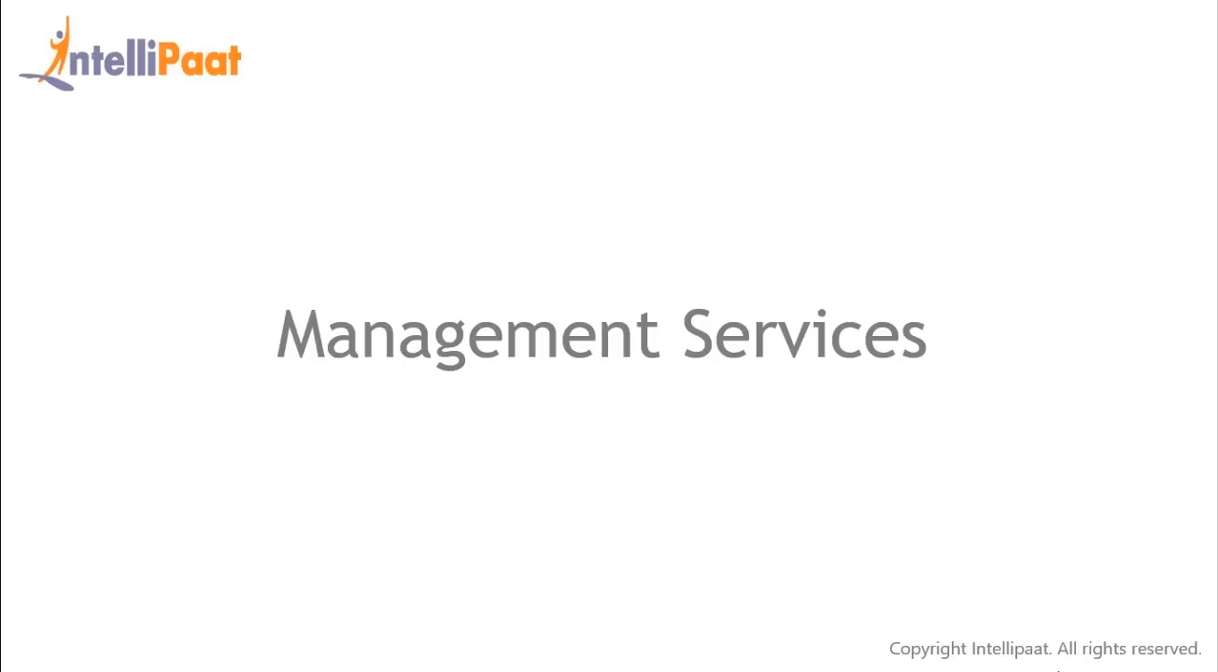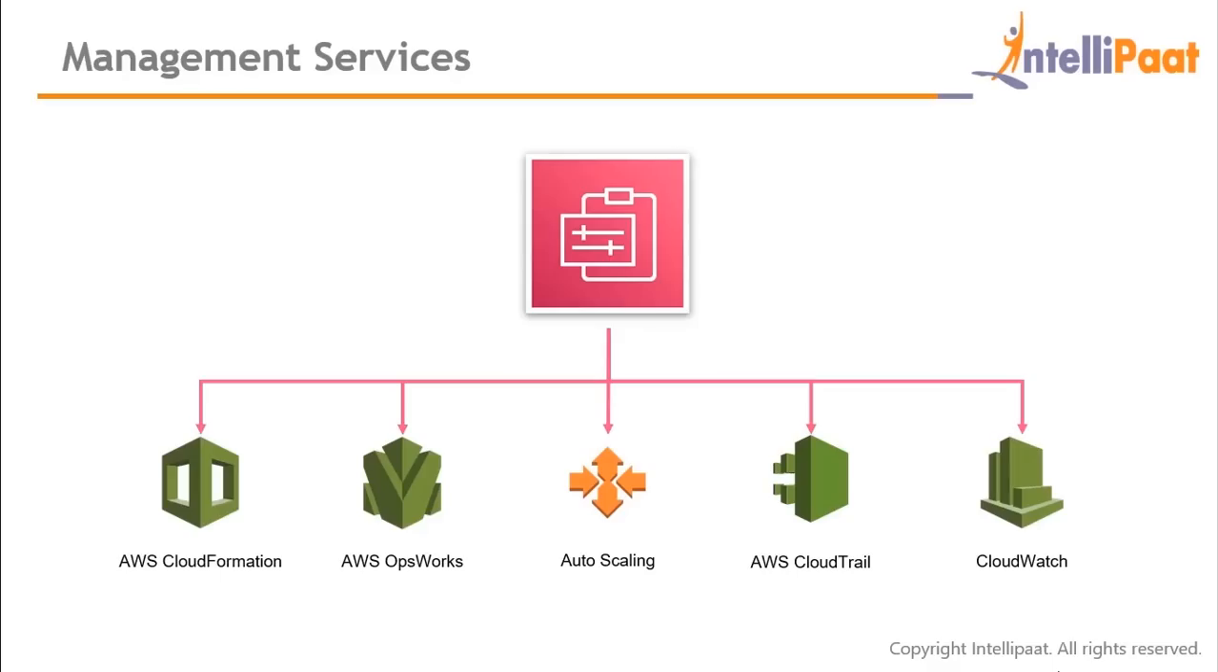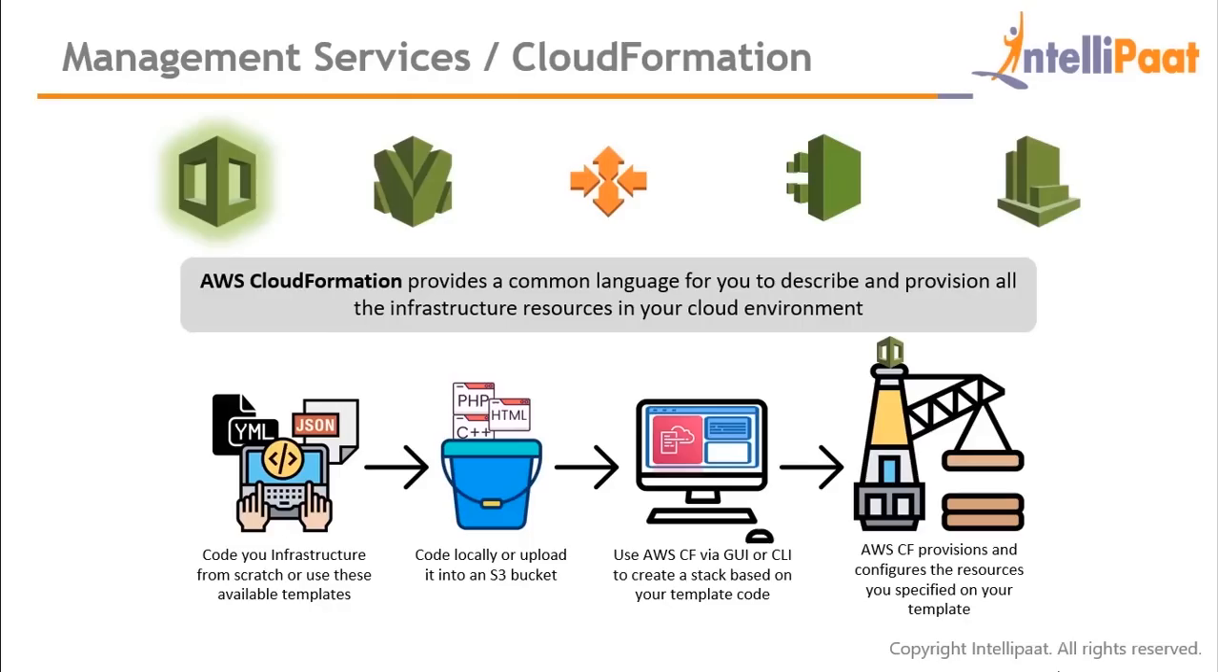The next service domain is management, and under management we will be looking at services like AWS CloudFormation, AWS OpsWorks, Autoscaling, CloudTrail and CloudWatch. The first service is CloudFormation. AWS CloudFormation provides a common language for you to describe and provision all the infrastructure resources in your cloud environment. In simple terms, AWS CloudFormation lets developers and businesses create a collection of AWS resources and services and provision them in a predictable way and in the same order in which they want the services or resources to execute.